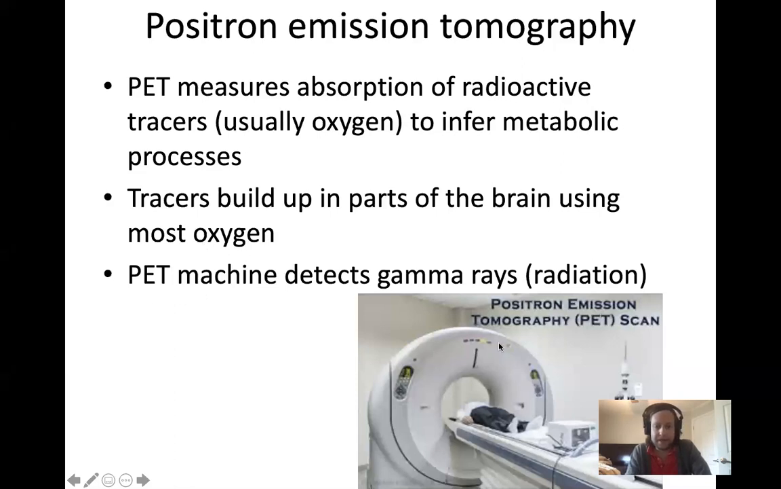And then the machine itself is detecting an aspect of the radiation, gamma rays, and the information that you get from PET is pretty similar to what you get from fMRI. Once again, you basically get information about what regions of the brain are using the most oxygen right now. Those regions are going to have the most radiation, and the radiation can be detected by the PET machine, the positron emission tomography machine. Questions or comments so far about fMRI versus PET scan?